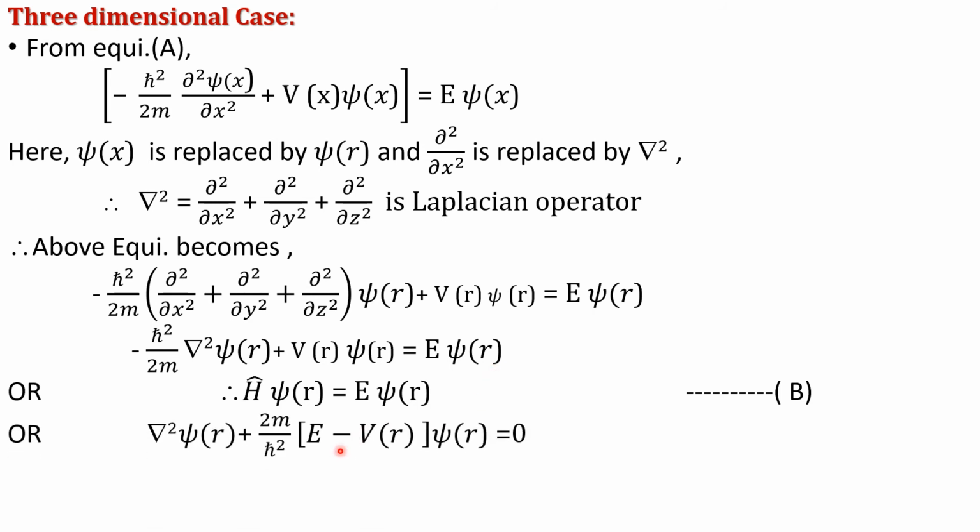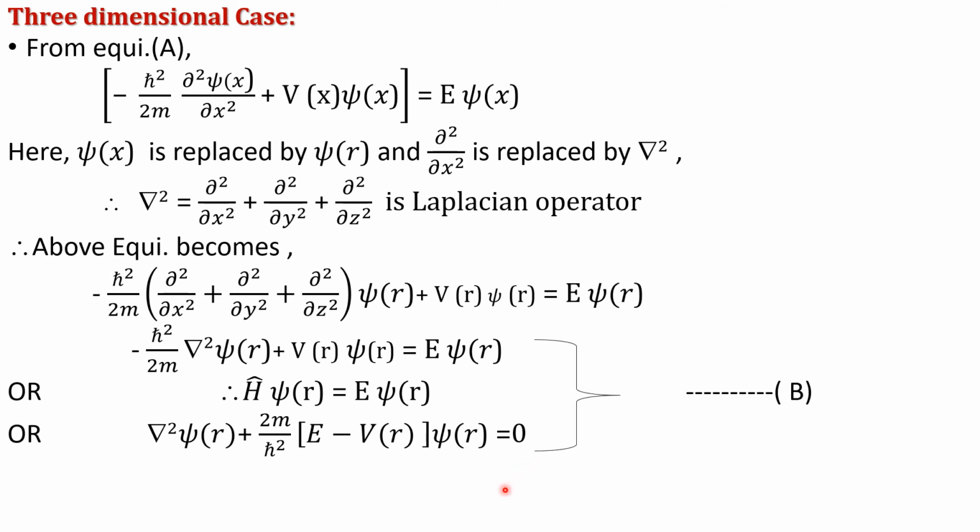Equation as earlier, we are again simplifying by multiplying minus 2m by h cross square on both sides of the equation, and we rearrange the terms. It becomes del square psi of r plus 2m by h cross square, E minus V of r outside bracket, psi of r equal to 0.